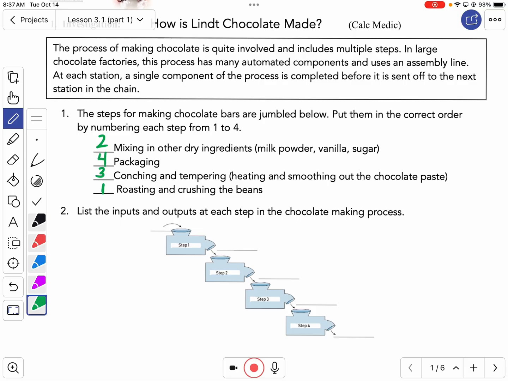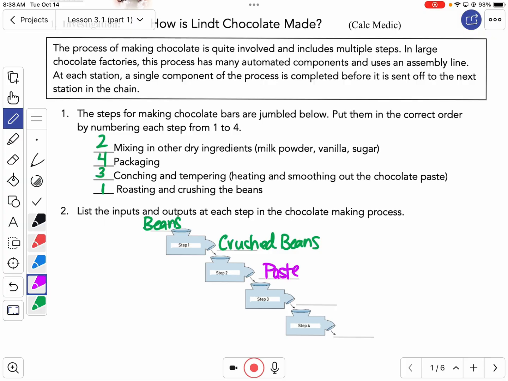I agree. Okay, so let's see if we can kind of list what the inputs and the outputs would be in each one. So what do we have to start with? What ingredient do we start with? We start with the beans. So we put those in, and then that crushes them, right? So they crushed them first. And then after we have the crushed beans, we put in the crushed beans, and it would spit out that paste.